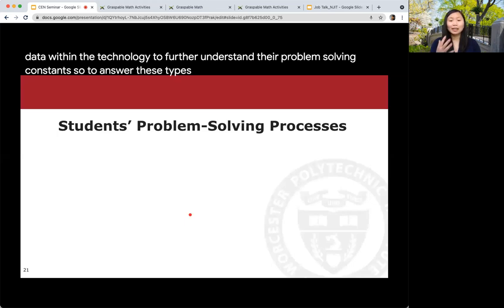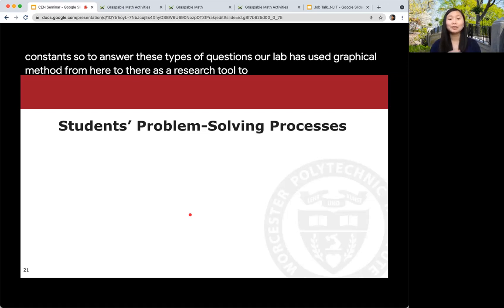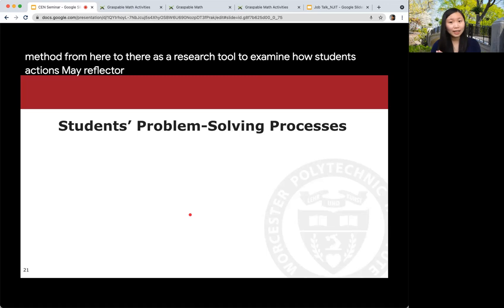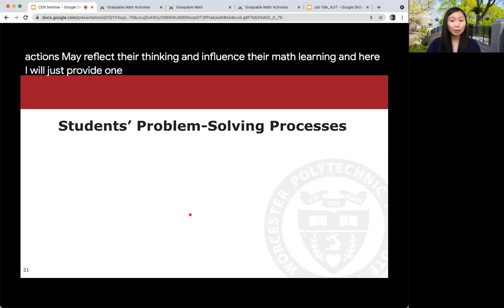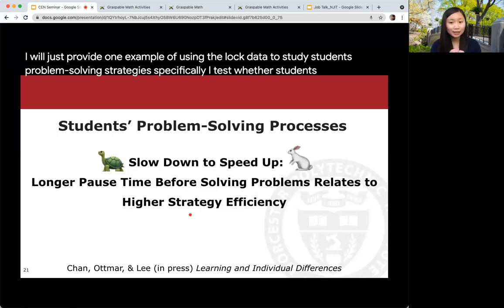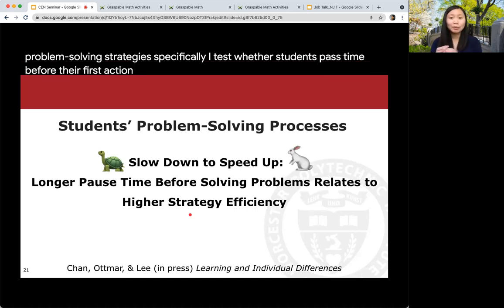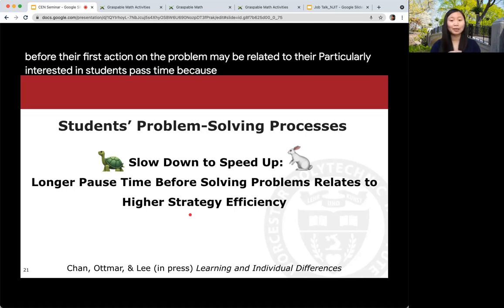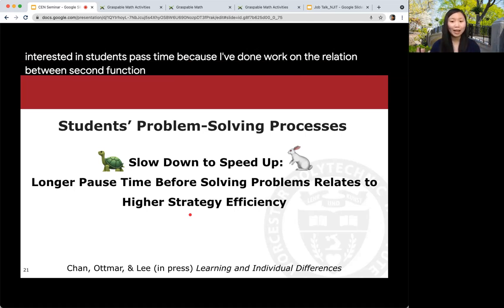So to answer these types of questions, our lab has used Graspable Math and From Here to There as a research tool to examine how students' actions may reflect their thinking and influence their math learning. And here I will provide one example of using the log data to study students' problem-solving strategies. Specifically, I tested whether students' pause time before their first action on the problem may be related to their strategy efficiency. I was particularly interested in students' pause time because I've done work on the relation between executive function and math, and I think that pause time may reflect students' self-regulation.